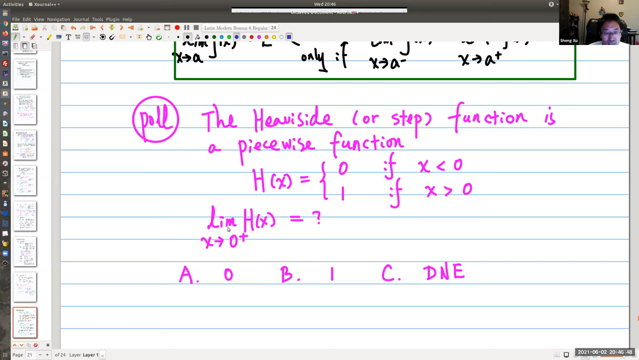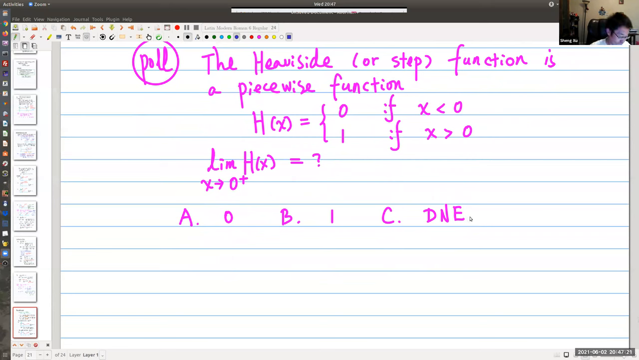So I ask you, what's the limit of this Heaviside function as x approaches zero plus? Okay, let's take a look. I think most of you got it right. The answer should be B.